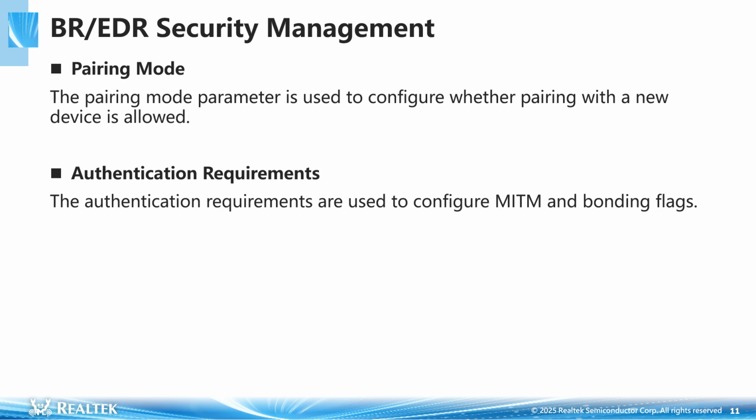BR/EDR security management will be introduced in the following 5 parts: pairing mode, authentication requirements, I/O capabilities, OOB data, and BR/EDR bond information management. The pairing mode parameter is used to configure whether pairing with a new device is allowed. The authentication requirements are used to configure MITM and bonding flags.